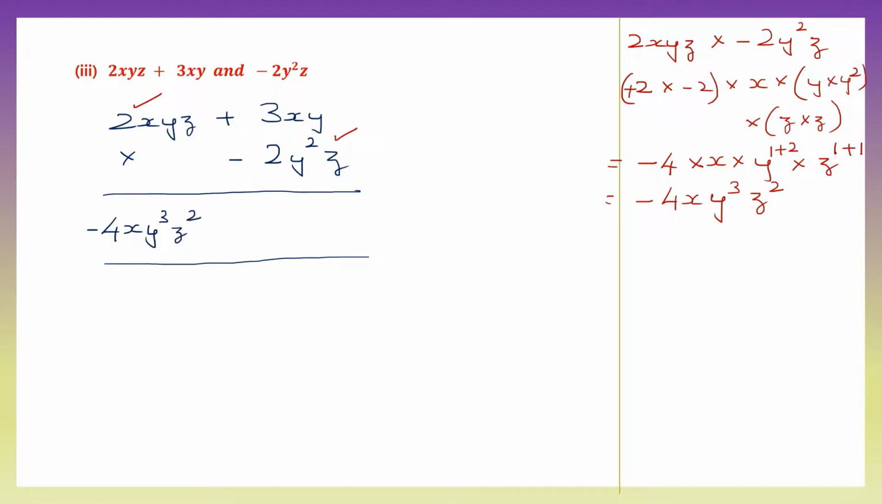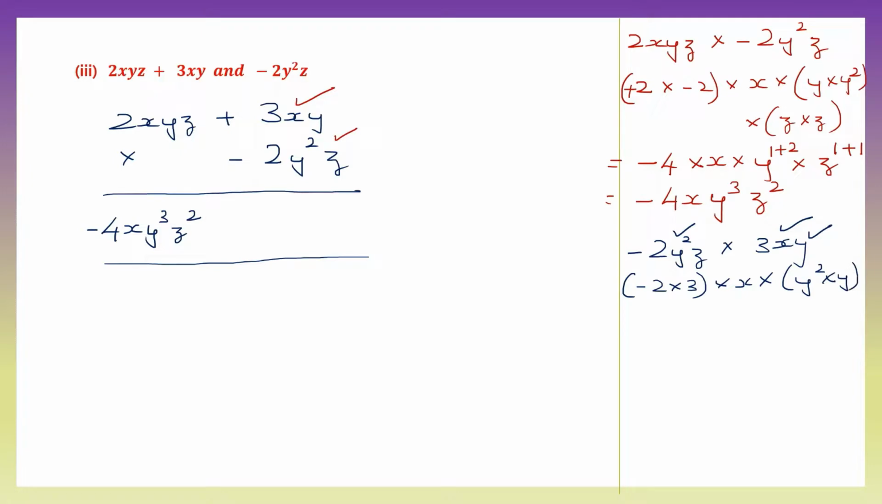So now let's take minus 2y square z and 3xy. So let's multiply those two. So that becomes minus 2y square z into 3xy. So first let's take the numbers, minus 2 into 3. Then let's take x. There's only one x this side, x. Now let's take the y. So here I have y square and there I have y. So y square into y. And then we have only one z.